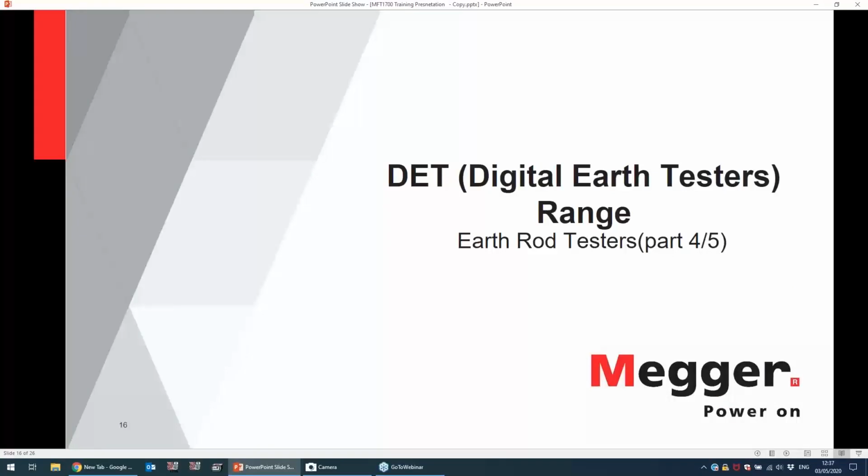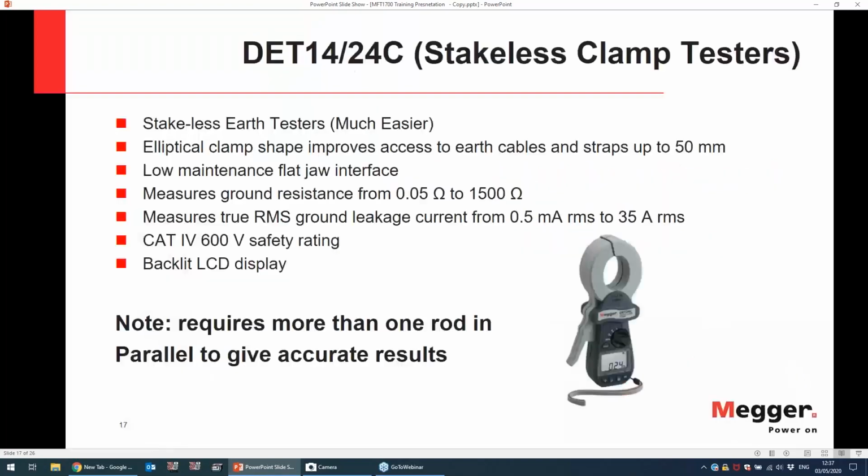Then in case you go for the lower end of the MFT series for conducting these tests and you require a dedicated earth tester, we have dedicated earth testers called DET, Digital Earth Tester. We have a first one called DET Clamp, which is a stakeless earth tester, much easier to conduct the earth test with.